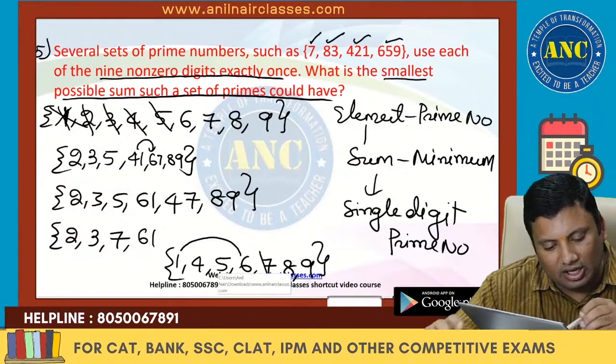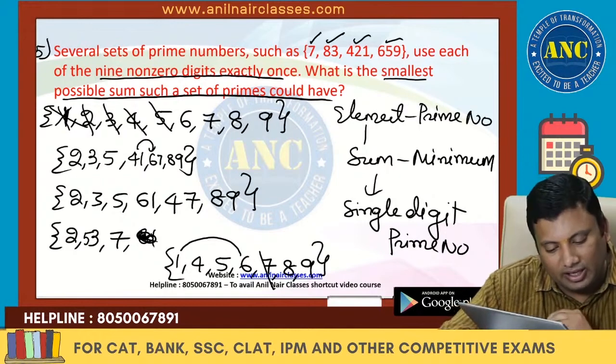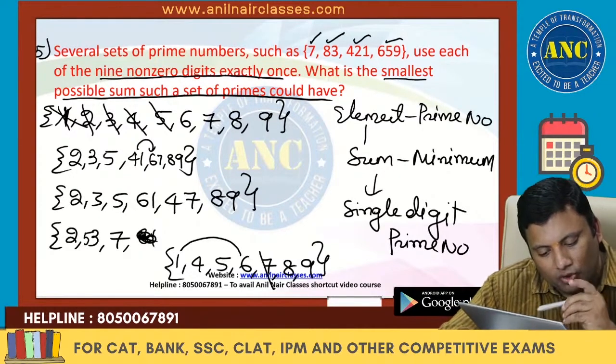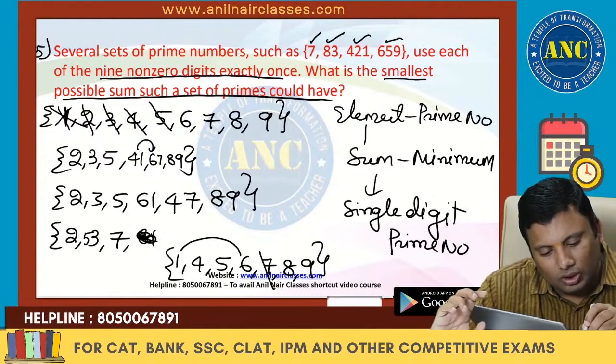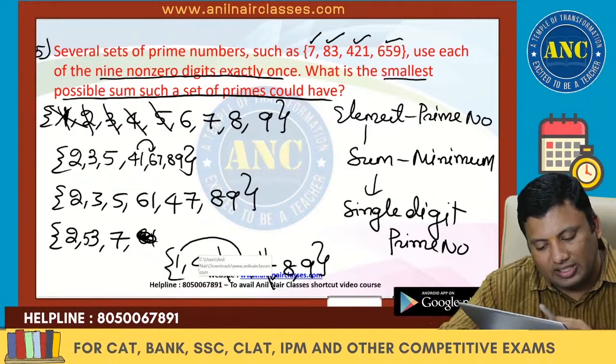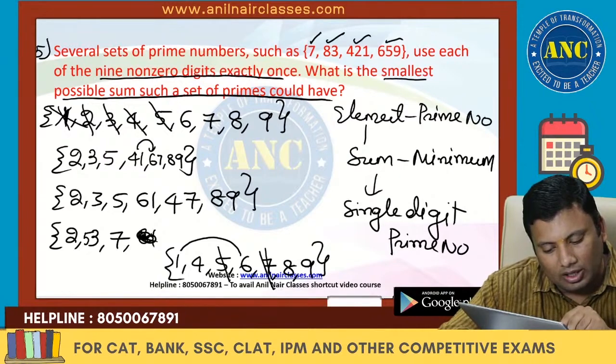98 is not possible. So what we'll do is 2, 3... let me take 53 here. 53 is a prime number. So 2, 53 and 7. Next, 2 is over, 3 over, 5 over, 7 over. The remaining are 1, 4, 6, 8, 9. In 1, 4, 6, 8, 9, what are the cases that are possible?